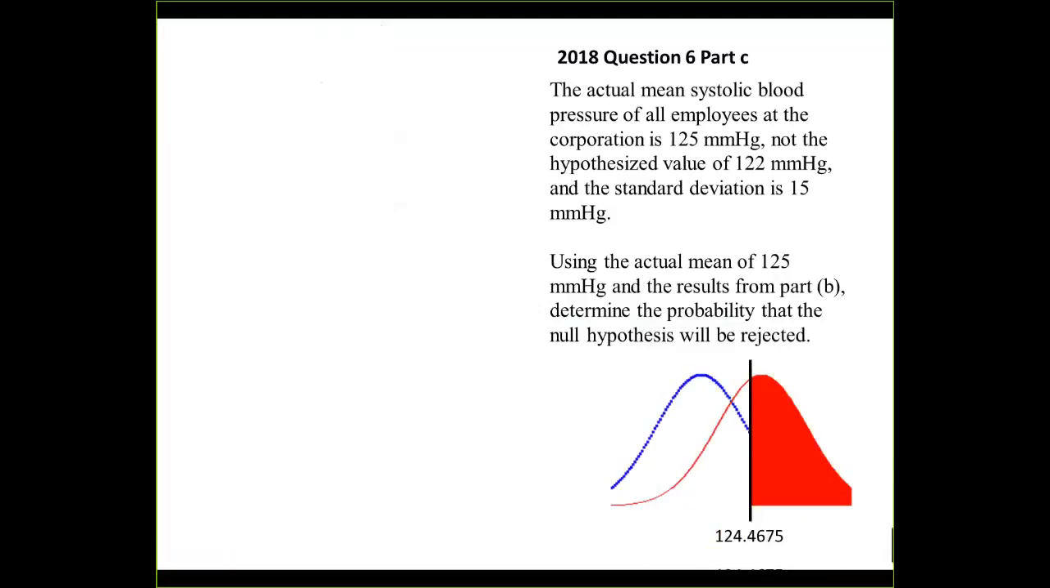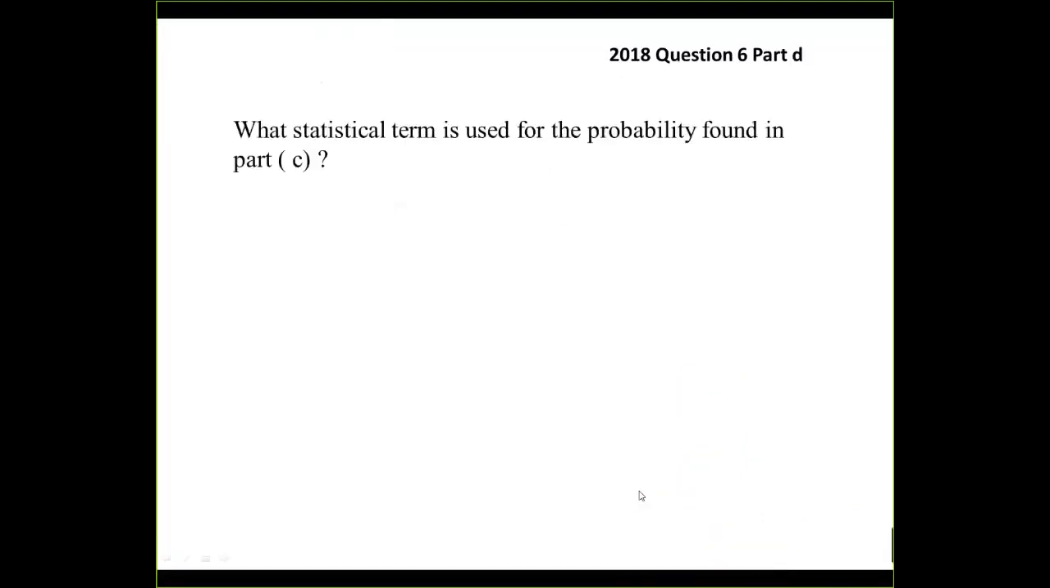So again, this is just kind of a picture of what we've done. We found the area of the red region underneath the curve whose mean is 125, and the area turned out to be 0.63. And then the final question is, what statistical term is used for the probability found in Part C? And this is the power of the test. So that kind of concludes the discussion with the TI-84.